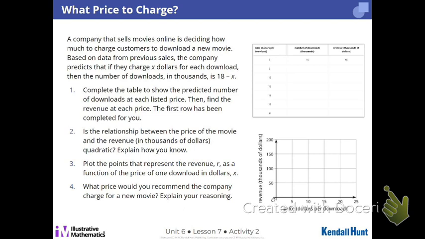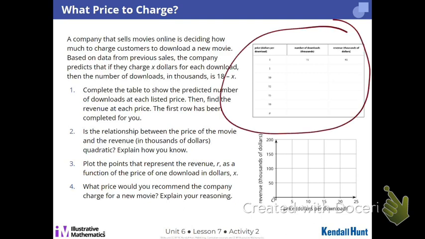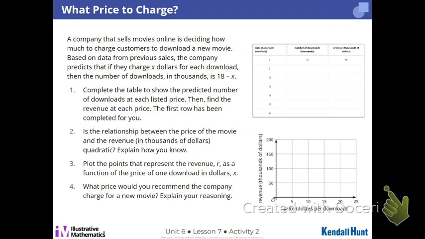So you might be like, okay, I get a lot of people to buy it if I don't charge a lot of money. But if you don't charge a lot of money, you might not get a lot of profits because it's a little money from a lot of people. So what you're going to look for here, using this 18 minus X, that's going to be the number of downloads in the thousands, and they found that that is related to the price here. So you're going to get the number of downloads per thousand using that, and then you're going to get how much money they make from that.